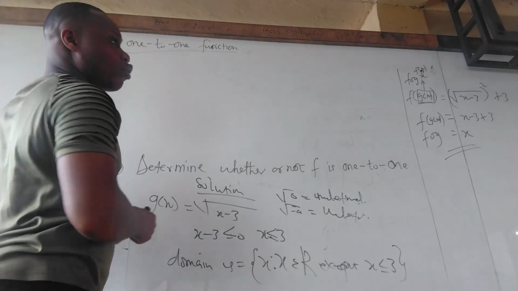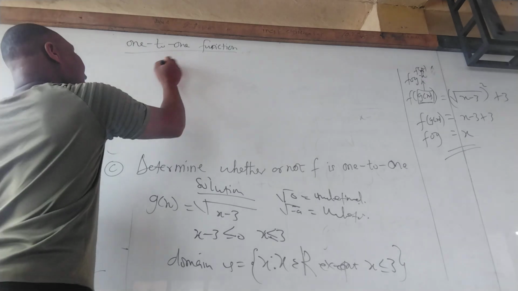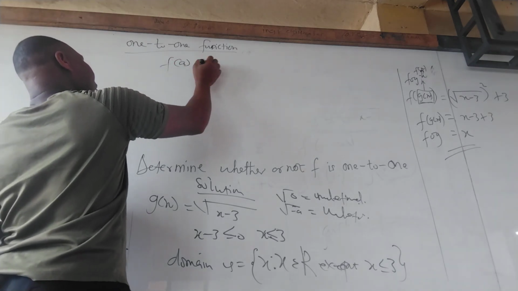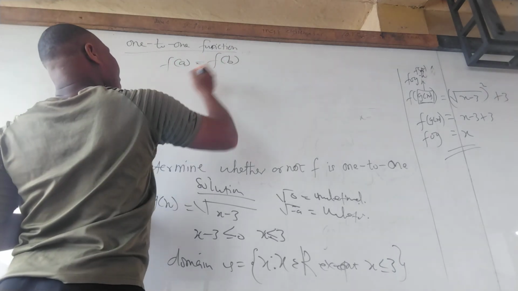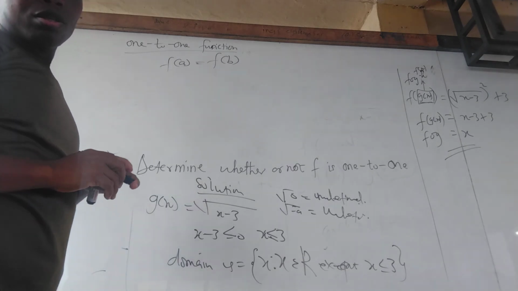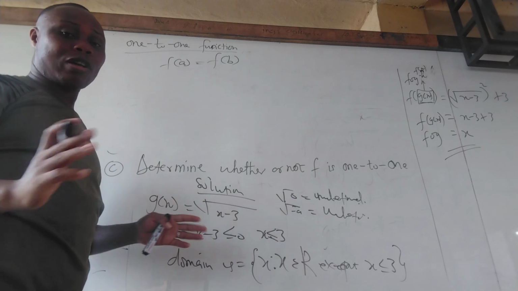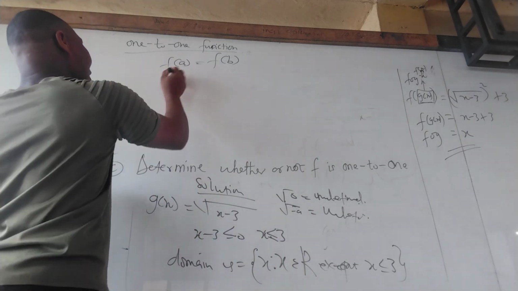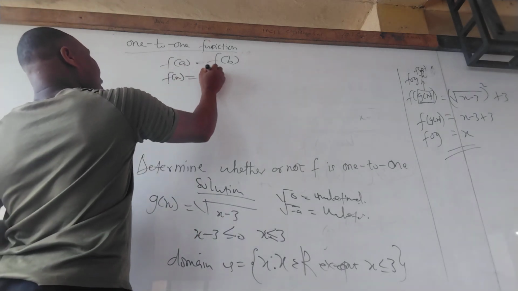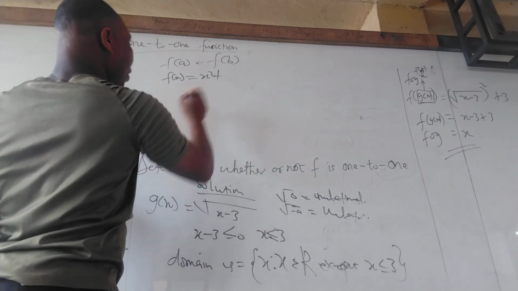So for a function to be 1 to 1, it means that if I have a function f of a, it must be equal to the same function f of b. So that is 1 to 1. So if this is true, then it means that the function is 1 to 1. So first of all, I'll take the function f of x. f of x is x squared plus 3.